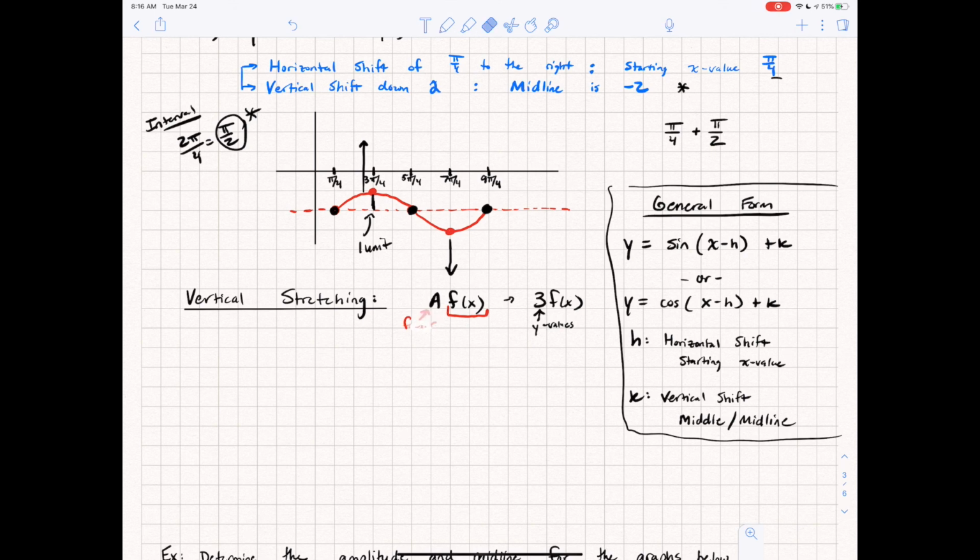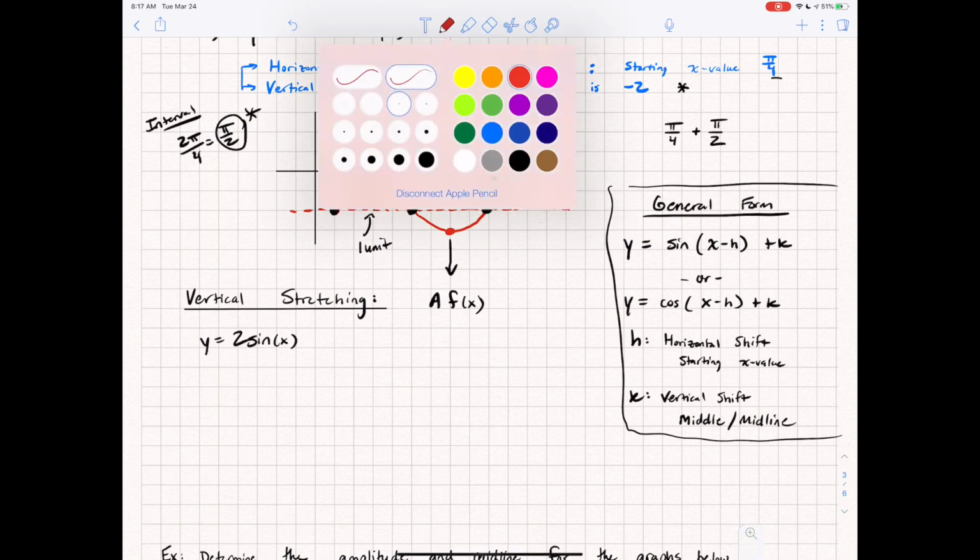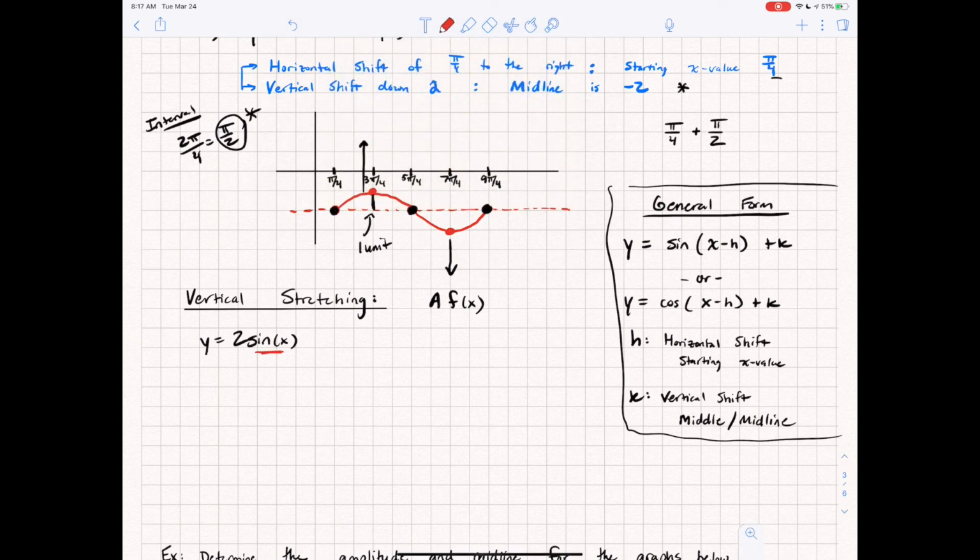All right, so just to kind of get rid of this stuff here, let's say we just took a basic sine function, sine of x, and I said, well, let's multiply this by 2. So let's put a 2 out front. Well, what this is going to do again is it's going to take all of the original sine values, whatever those outputs are, and it's going to double them.